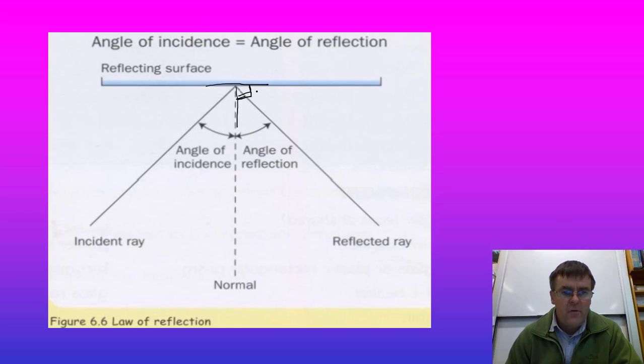Now that is for every incident ray, so every ray that's coming in. The normal line applies to that ray and then the reflected ray comes out. If I have another incident ray over here and then a reflected ray coming out, their normal line is at the point where they meet the mirror, at right angles. So the angle of incidence equals the angle of reflection when measured from the normal line. That's the key part to it. Measure it from the normal line at the point where it hits the reflecting surface. This will become clearer later on.